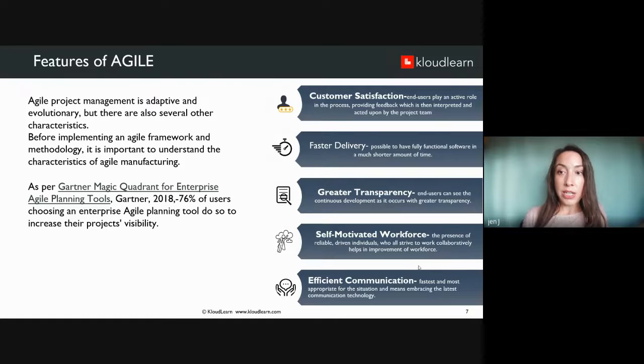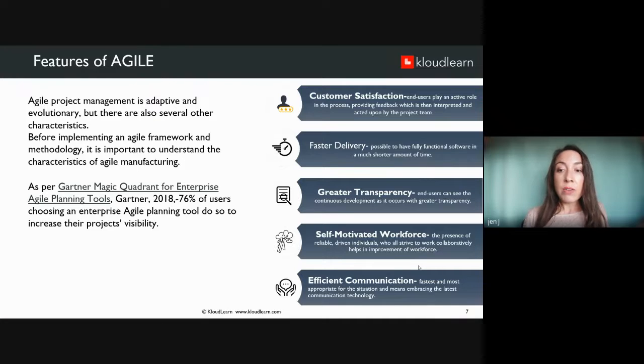Customer satisfaction. End users play an active role in the process, providing feedback, which is then interpreted and acted upon by the project team. Faster delivery. It's possible to have fully functional software in a much shorter amount of time. Greater transparency. End users can see the continuous development as it occurs with greater transparency.